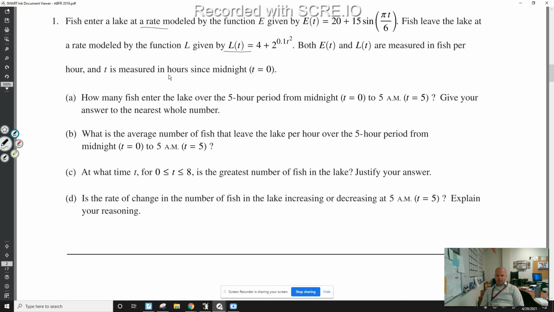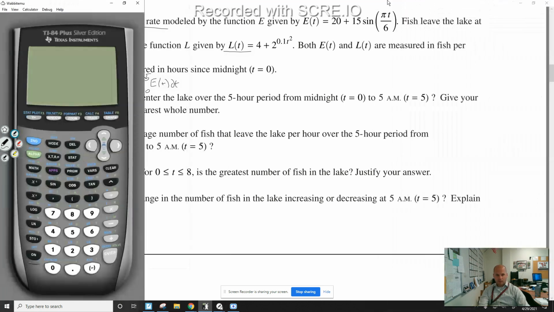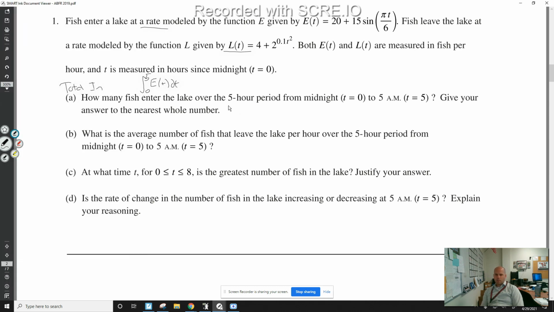How many fish enter the lake? So this is just going to be an integral of E. This is just the total in. So in a calculator, I'm showing you your calculator for these questions. Math 9, 0 to 5, 20 plus. Make sure your calculator's in radian mode. And we get 153. Round your answer to the nearest whole number, 153.